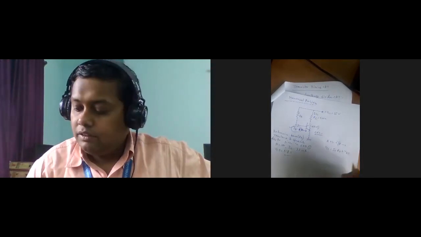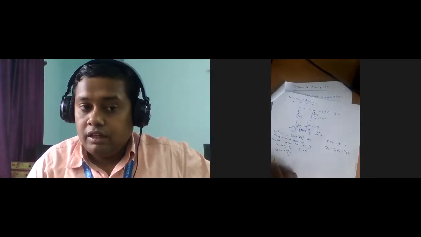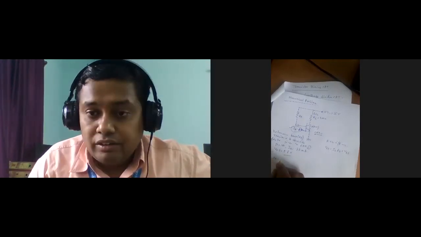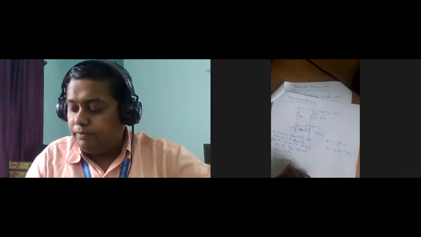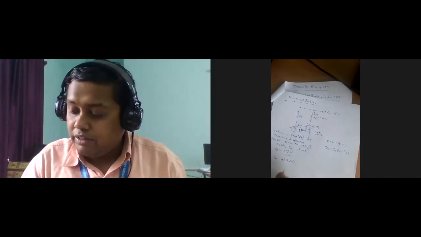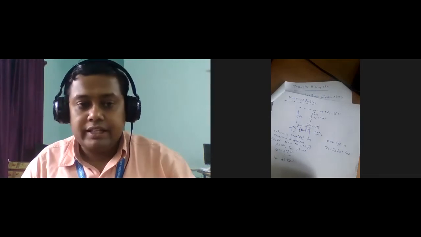What is the value of RB equal to? 44.6 into 10 to the power 3, that is kilo ohm. Actually 44.69 kilo ohm. So how do we find it?